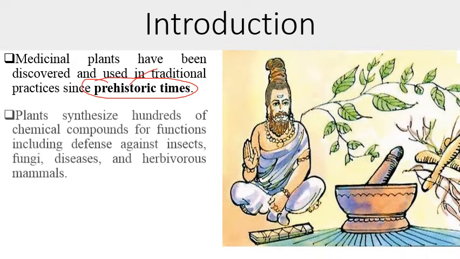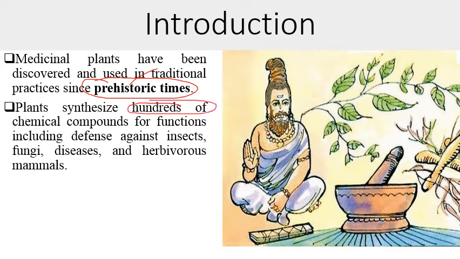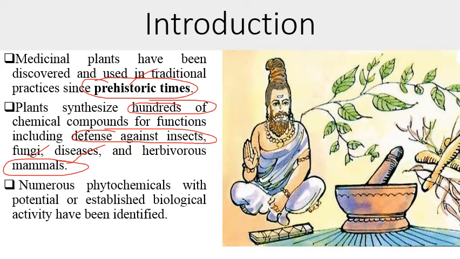Then plants synthesize hundreds of chemical compounds which are also known as secondary metabolites, और जो important role play करते हैं plants में भी, and they also serve to treat diseases of humans. These chemical compounds have functions including defense against insects, fungi, diseases, and herbivores and mammals' attack on the plants. So ऐसे chemical substance synthesize करते हैं plants जो इन सभी तरह के predator से, invader से protection provide करते हैं. Numerous phytochemicals with potential or established biological activity have been identified or isolated. So we have extracted numerous phytochemicals, plant chemicals, with their potential use to treat or control disease.